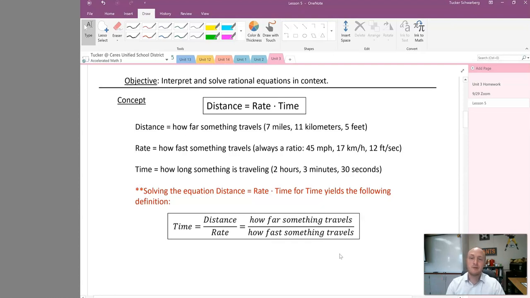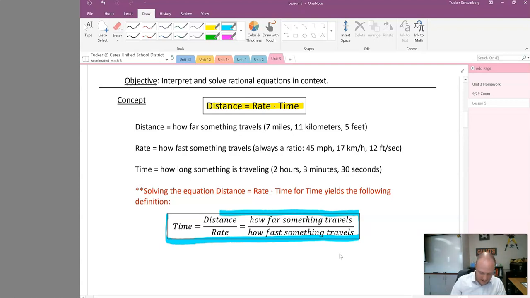All right, so in this lesson specifically, we're going to use this idea, but we're going to solve for time. If I want time to be by itself from my top equation, I have to undo multiplication, which is division. So I'm going to divide both sides by rate, and then we end up with the main formula that we're going to be using for this lesson. Time is the distance divided by rate, and that's kind of what we saw in our practice problem. So make sure you highlight that or write that down. Time is equal to distance divided by rate.